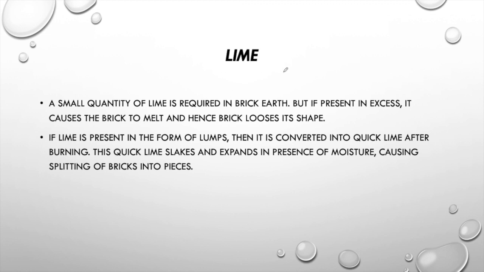Harmful ingredient is first of all lime. Lime in the presence of excess, we have already seen it. A small quantity of lime is required in the brick earth, but if it is present in excess, it causes the brick to melt, and hence the brick loses its shape. If lime is present in the form of lumps, it is very much harmful because it can combine with moisture, and it can cause the splitting of the bricks into pieces.